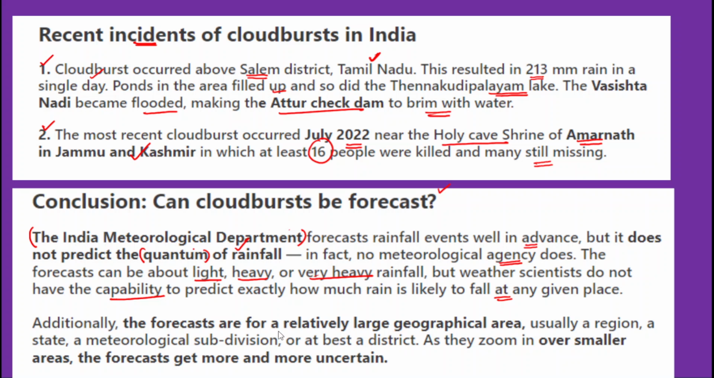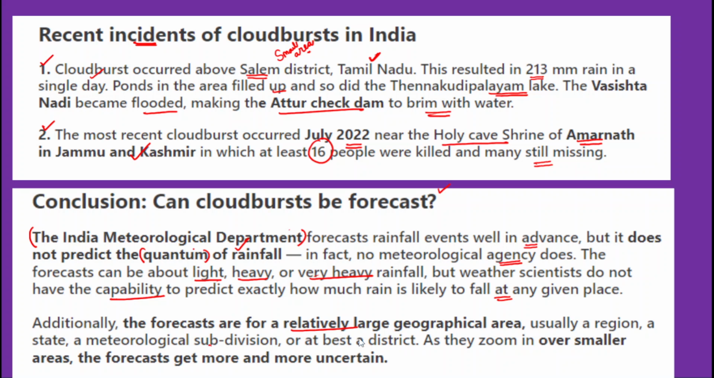Additionally, forecasts of rainfall or very heavy rainfall are based on a relatively large geographical area. But the problem with cloudbursts is that they take place over a very small area. That is another major disadvantage in forecasting these cloudbursts.